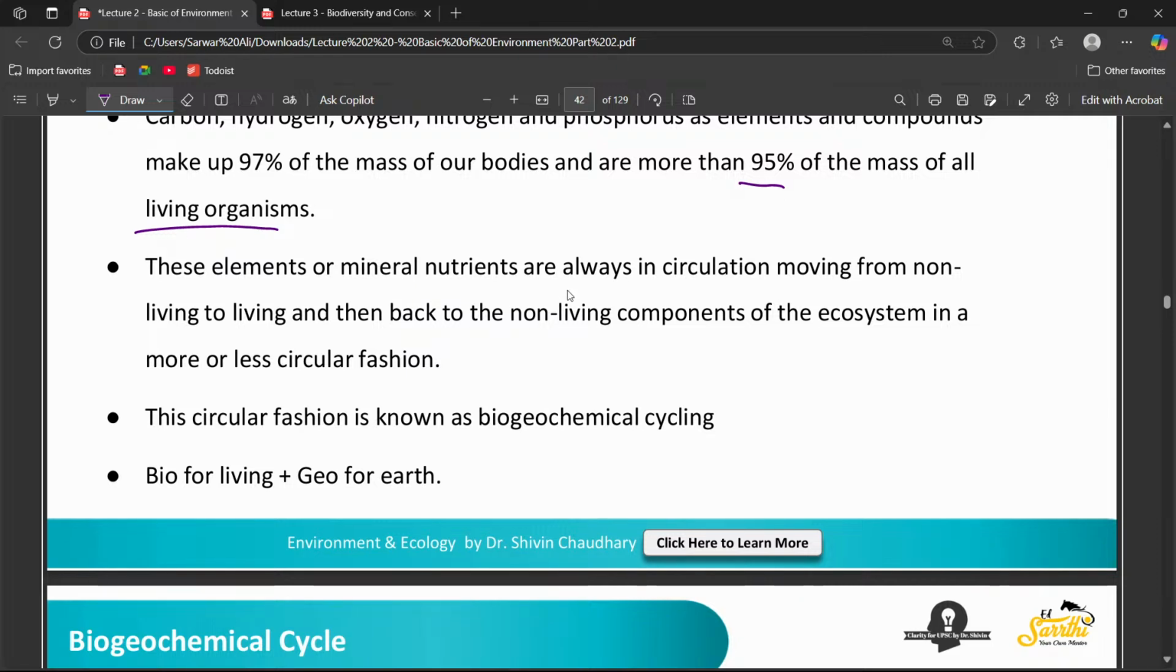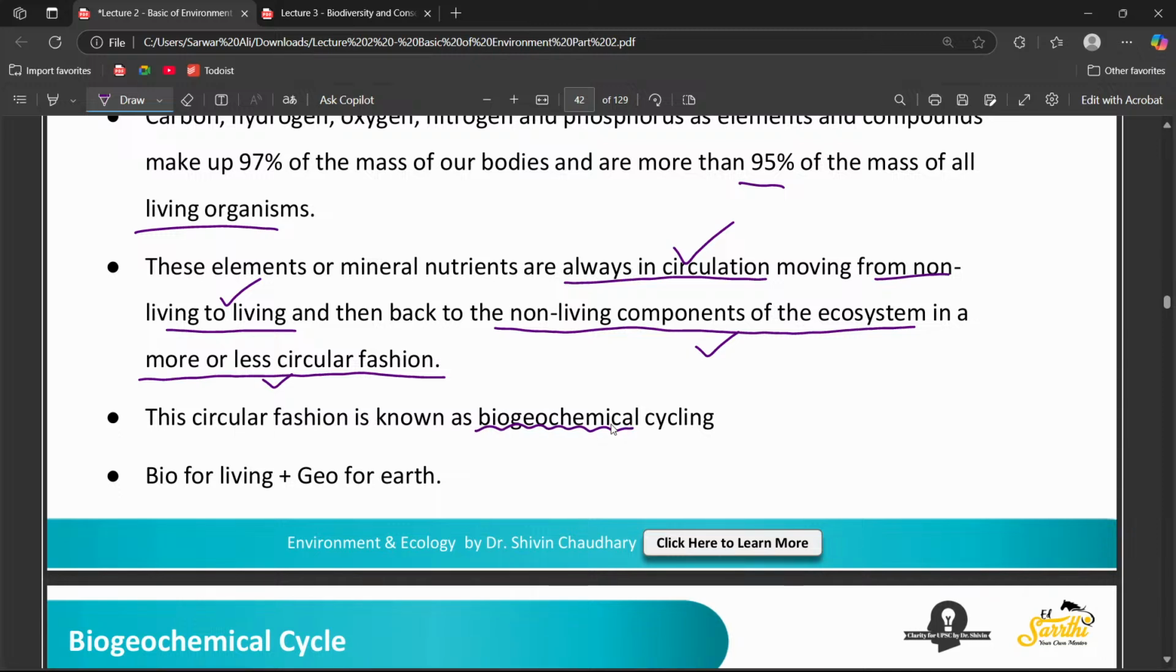These elements and mineral nutrients are always in circulation, moving from non-living to living, then back to non-living components of the ecosystem in a more or less circular fashion. What is happening? They are always in circulation, from non-living to living, then back to non-living in a more or less circular fashion. This circular fashion is known as a biogeochemical cycle. Bio for living and geo for earth.